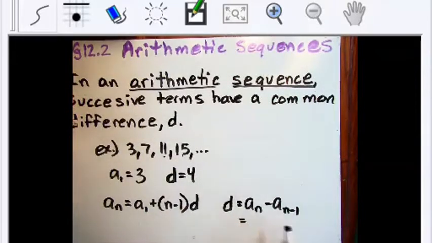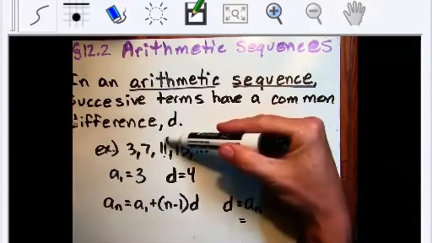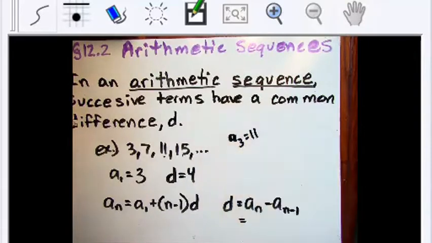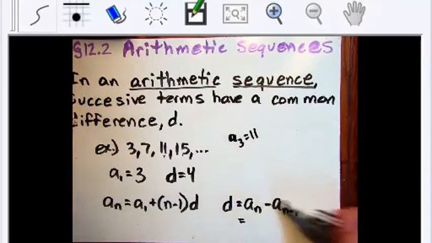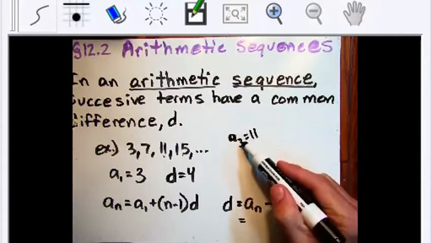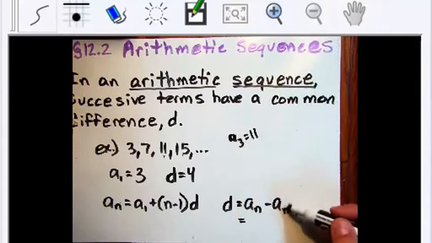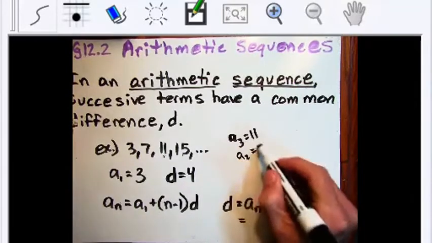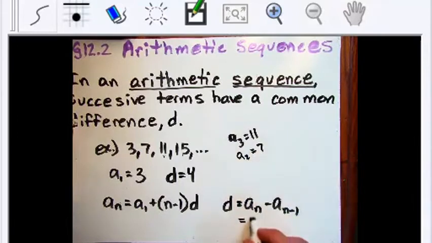Remember, a sub n could be any term. So for example, let's look at the third term. A sub 3 would be 11, okay? Minus a sub n minus 1. So if I'm looking at a sub 3, this would say a sub 3 minus 1, which would really mean a sub 2, which is 7. So this is going to be 11 minus 7, and that's where our 4 would come from.